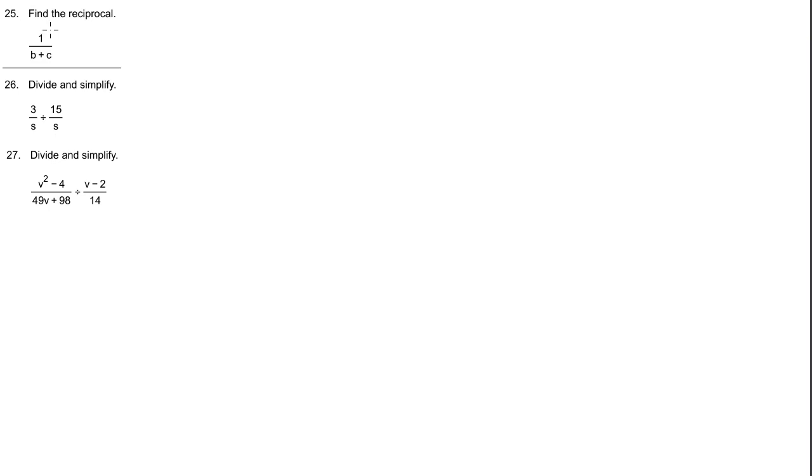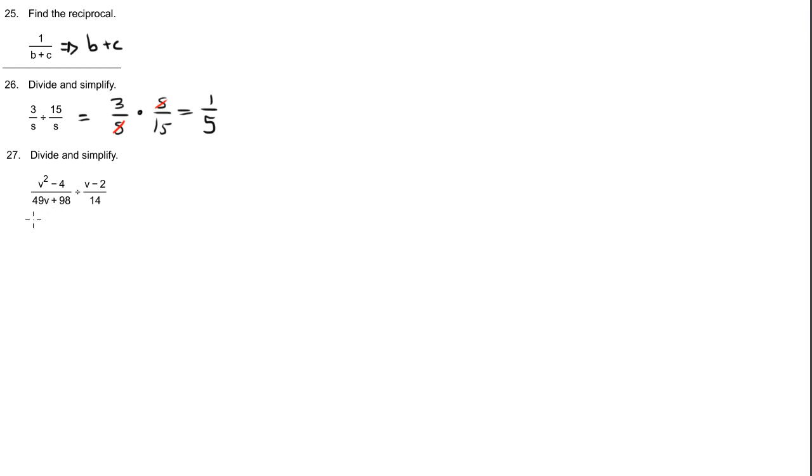Find the reciprocal of 1 over b plus c. Easy. That's b plus c. Divide and simplify. Well, we divide by multiplying by the reciprocal. So 3 over s times s over 15. Well, those s's are going to cancel, and 3/15 is 1/5. Great. Now we've got to divide and simplify with this mess.